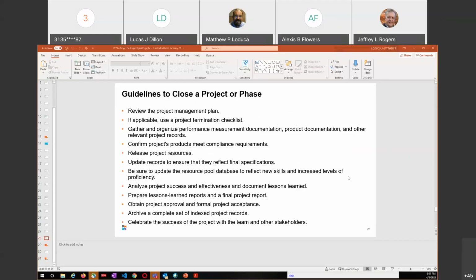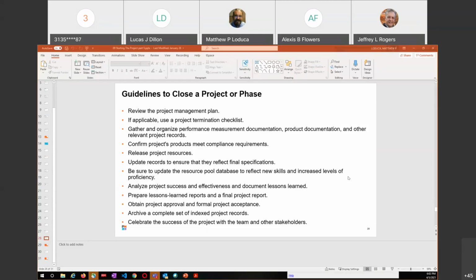Guidelines to close a project or a phase. Review the project management plan. This is what we created at the beginning. Part of that project management plan was the scope management plan, your cost management plan, your schedule management plan, your risk management plan, your quality management plan. We have all those management plans that become part of your project management plan.